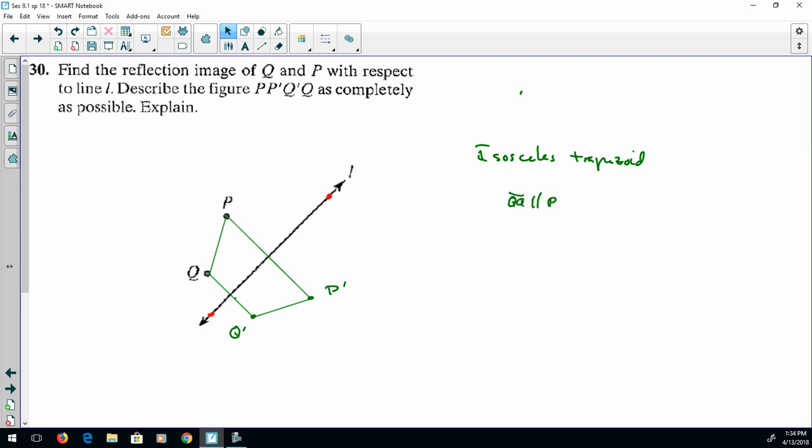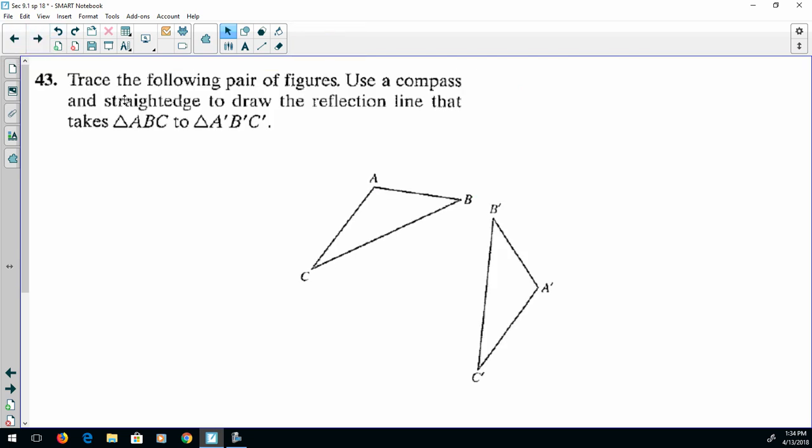Okay, let me do one more, which is just terribly easy. This is number 43. Now, when it says trace, make sure you really do trace them, because the book's pictures are drawn in a certain location and certain scale so that the problems actually do work. So put a piece of paper over top of the exercises and trace them out.